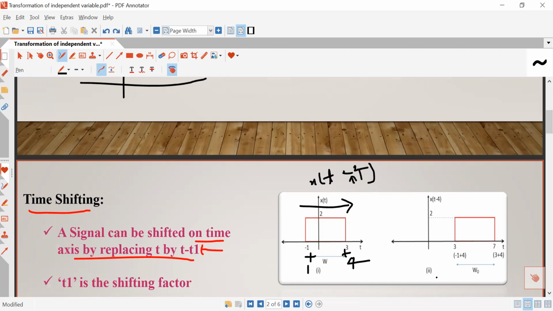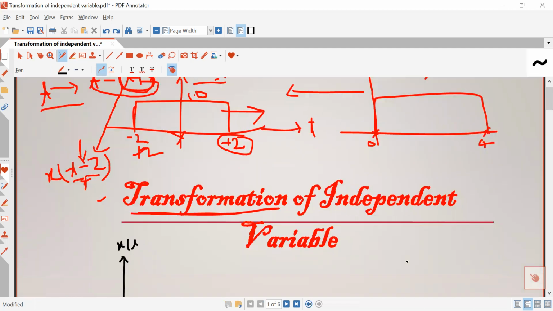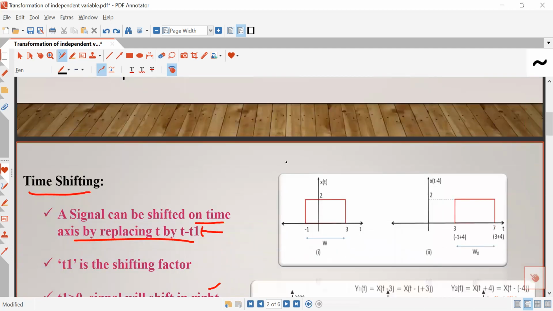And if you want to shift this signal in left direction by an amount 3, for example, then this will be x(t plus 3). Now this sign is plus, so you will subtract 3 from both the coordinates. So you must remember this technique to get a new coordinate.